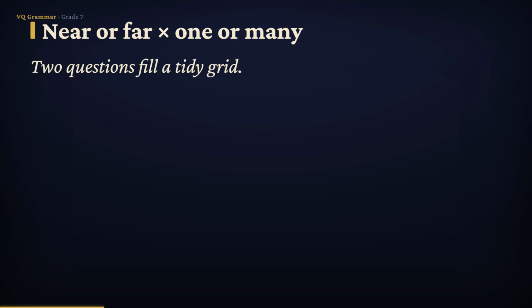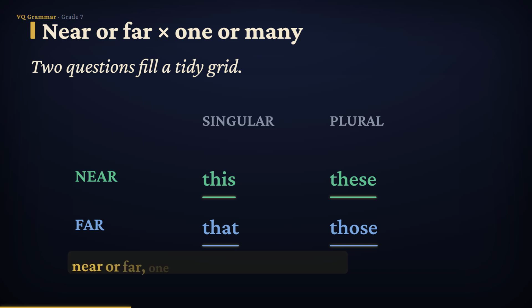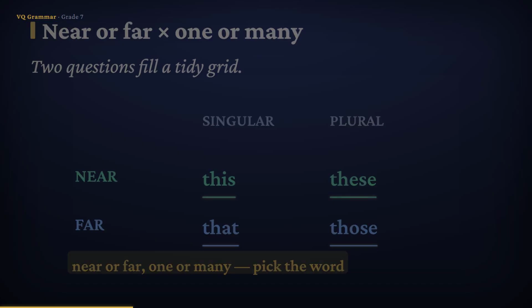Put both ideas together and you get a neat little grid. Down the side, near and far. Across the top, singular and plural. Near and singular gives you this. Near and plural gives you these. Far and singular gives you that. And far and plural gives you those. Two little questions, near or far, and one or many, and the grid hands you the exact word.